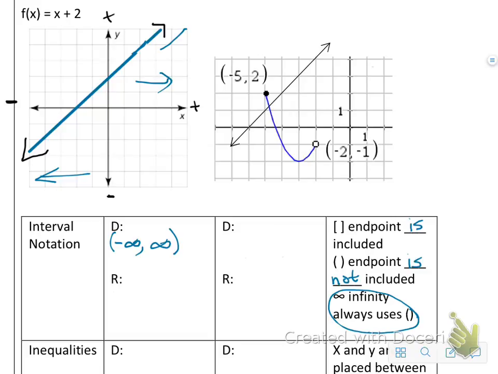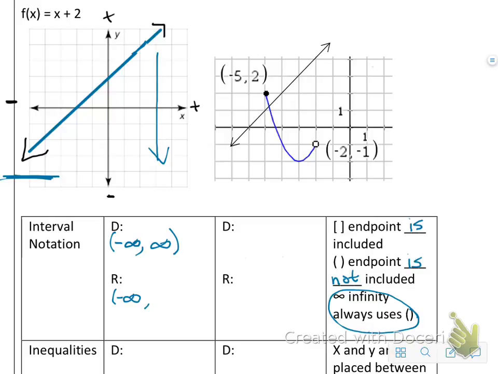The range, bottom to top. So let's look at the bottom. Whenever we go down on this graph, we're going down to the left, but it's still going down forever because there is nothing stopping it. So again, believe it or not, we have negative infinity, which gets a parentheses.